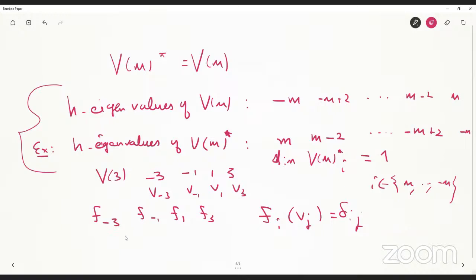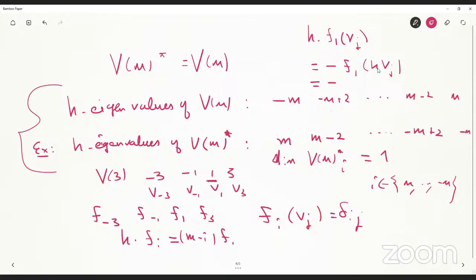Now, if you compute the H eigenvalue, H dot Fi, then you will be able to prove this. The eigenvalue will become m minus i. It has to be m minus i. So let's do it for one example. Let's compute H dot F1. If I compute on Vj, by definition this is minus F1 of HVj, no?